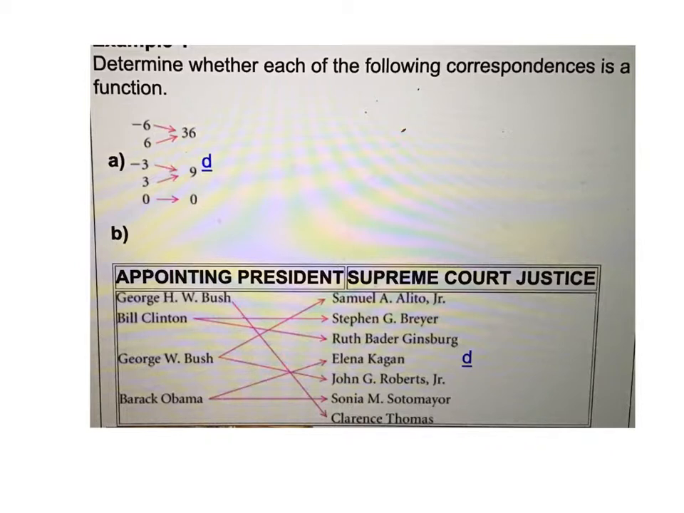Here's a mapping diagram of a couple. This first one right here is asking you basically which one of these is a function. The first one, A, it is a function because if you look at it, every x value is going to one y. It's all going to one.